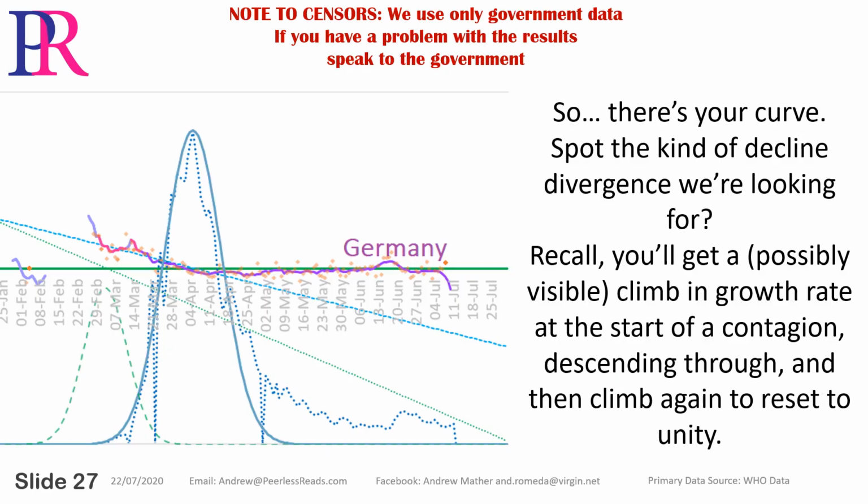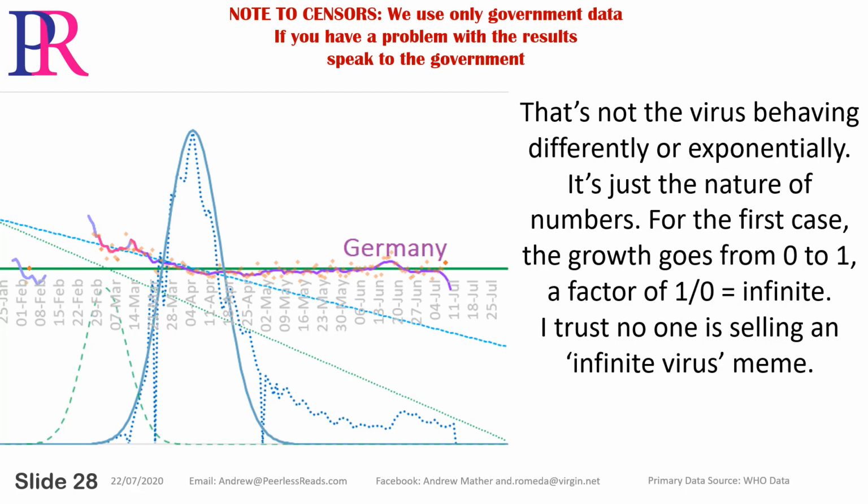So there's your curve. Spot the kind of decline divergence we're looking for. Recall you'll get a possibly visible climb in growth rate at the start of a contagion, descending through, and then climb again to reset to unity. That's not the virus behaving differently or exponentially, it's just the nature of numbers.